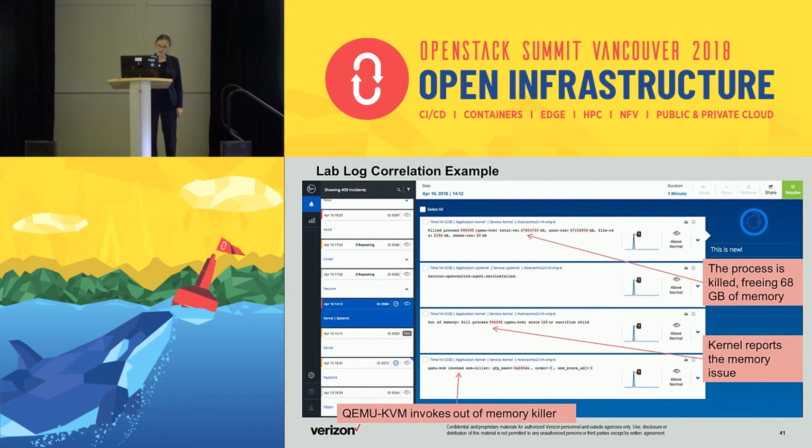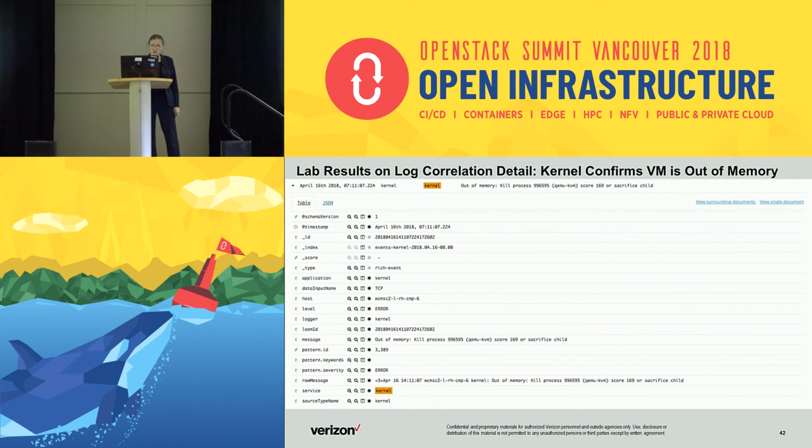This is in the lab though, so this is for log correlation. This was a little bit interesting. The kernel reported a memory issue, and we knew that this was happening, but it was nice to see the sequence of logs that showed it happening. Then QEMU invokes the out-of-memory killer, and the process is killed, which frees 68 gig of memory. That's in a POC stage, but there's more detail on this, so you can look at the logs in detail too.